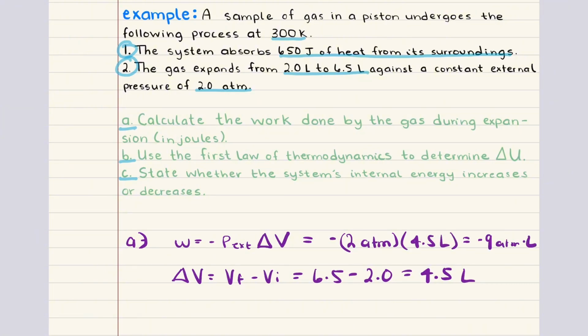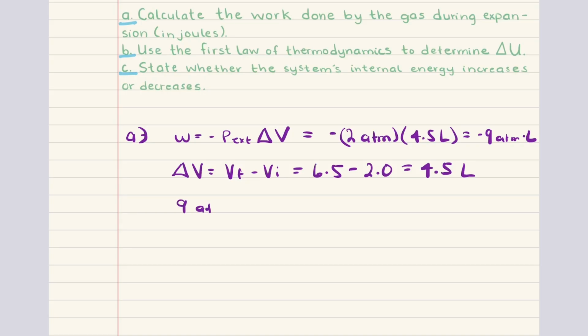To express this in joules, I'll convert liter atmospheres using our conversion factor. 1 liter atmosphere equals 101.3 joules. That gives us that W is equal to negative 9 times 101.3, which is equal to about negative 9.12 times 10 to the 2 joules.